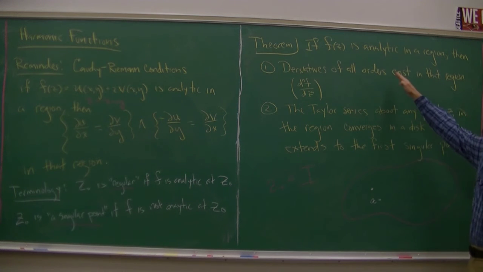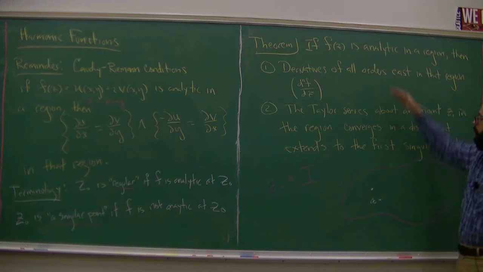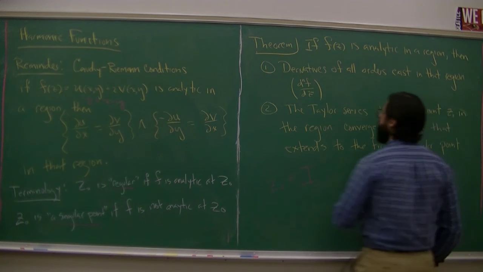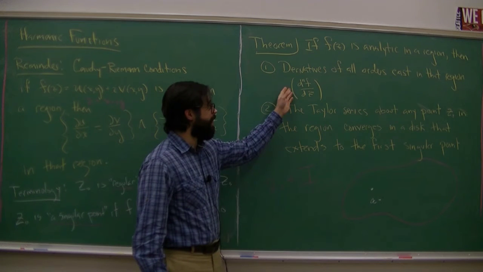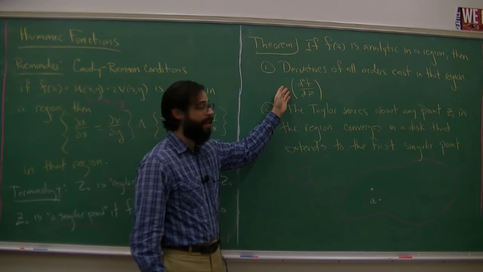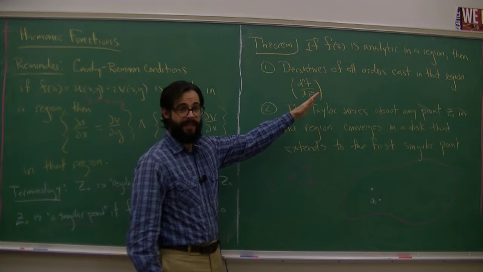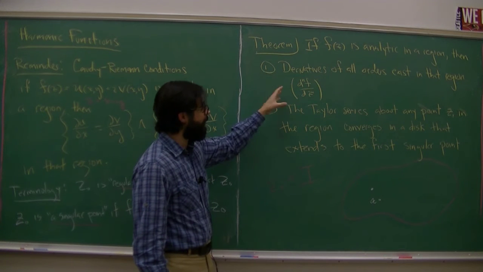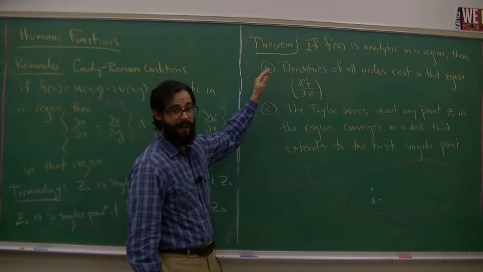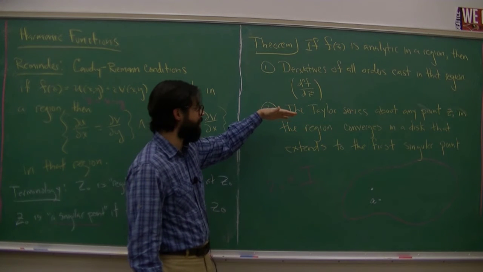So if f of z is analytic, and we can check that with the Cauchy-Riemann conditions, so Cauchy-Riemann is satisfied everywhere inside there, then a lot of really neat stuff happens. One is that it's not just true that the first derivative exists. All orders of derivatives exist. So by checking the Cauchy-Riemann conditions, you not only get the first derivative, df dz, you get all of the rest. So it's what's called smooth.